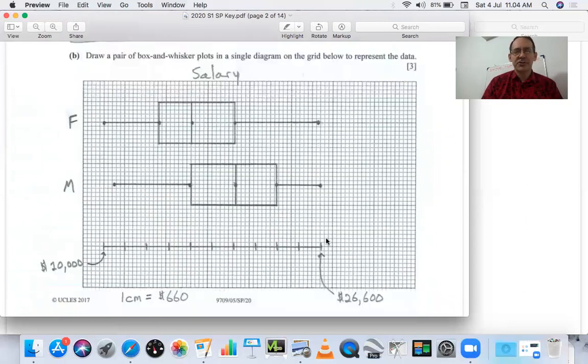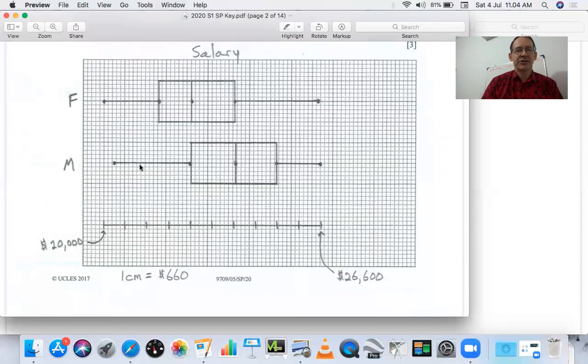26,600. So you need to make sure this, remember, is your 5-number summary. If you remember that, the 5-number summary, the minimum, Q1, median, Q3, and maximum. You need all those 5 numbers for both the male and female box and whisker plot.